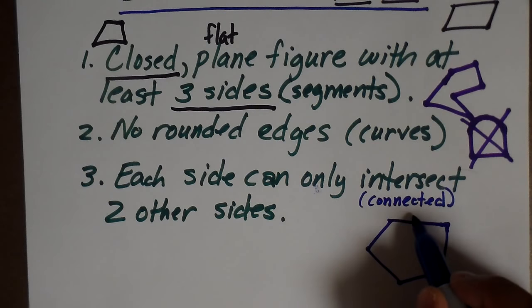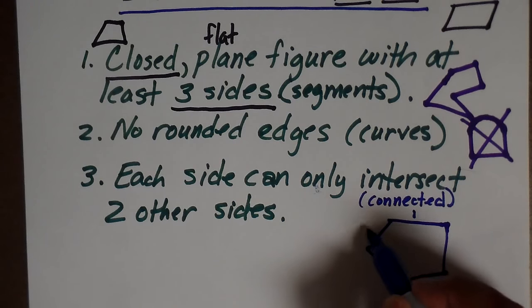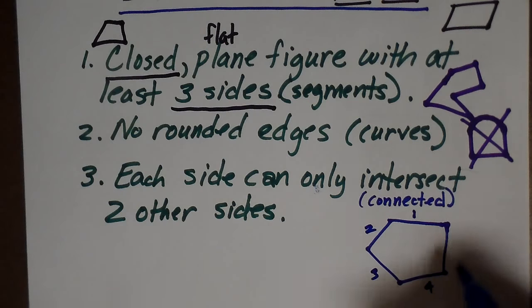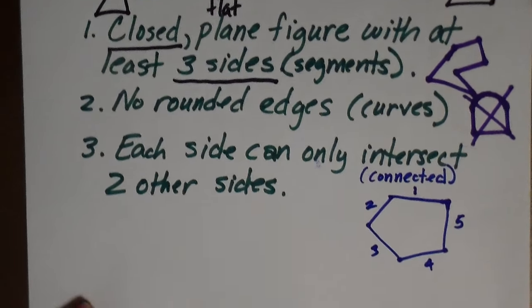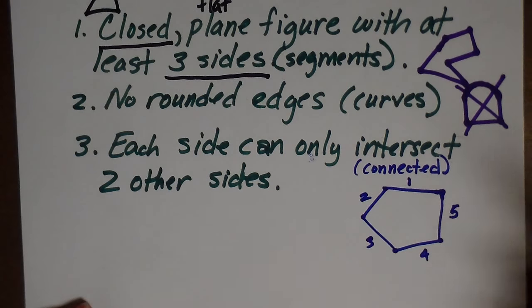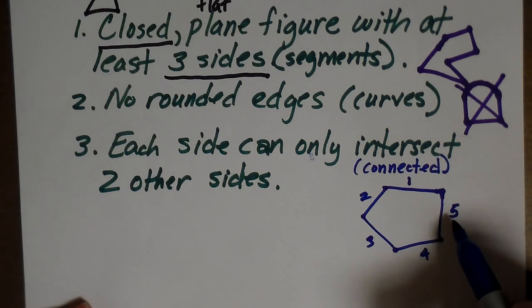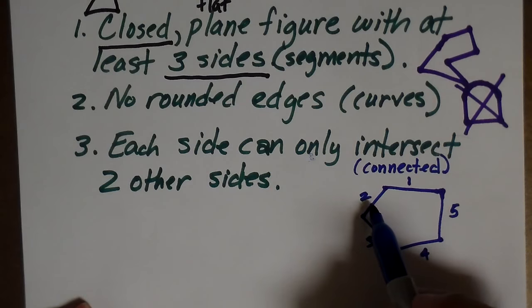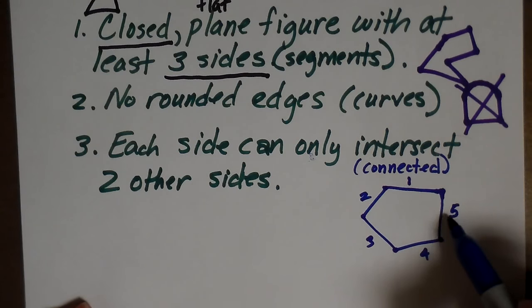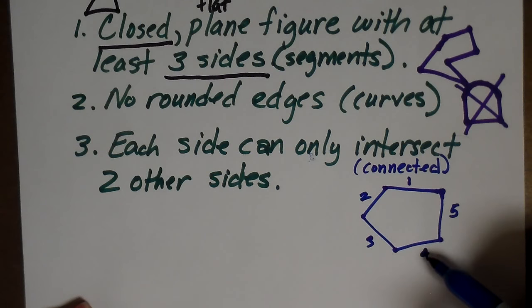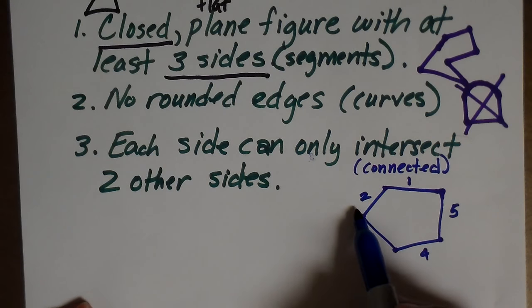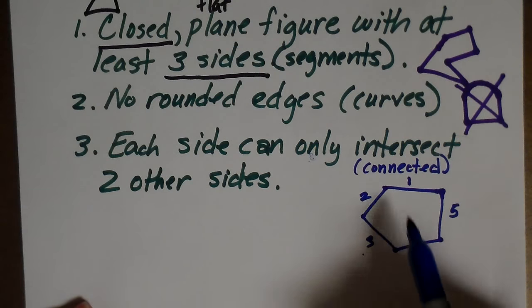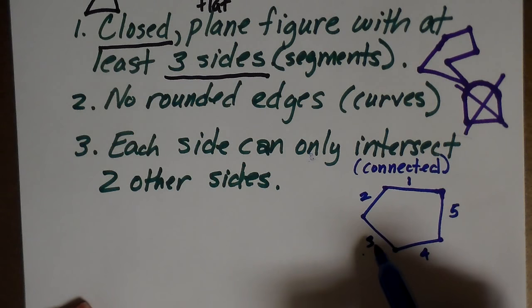Every side that I look at, let's say this is side number 1, that's 2, that's 3, and that's 4, and that's 5. Side number 1 is only connected to which 2 sides? Oh wait, you can't answer. 2 and 5. So 1 is only connected to 2 and 5. 5 is only connected to 1 and 4. 4 is only connected to 3 and 5. 3 is only connected to 2 and 4, and 2 is only connected to 1 and 3.